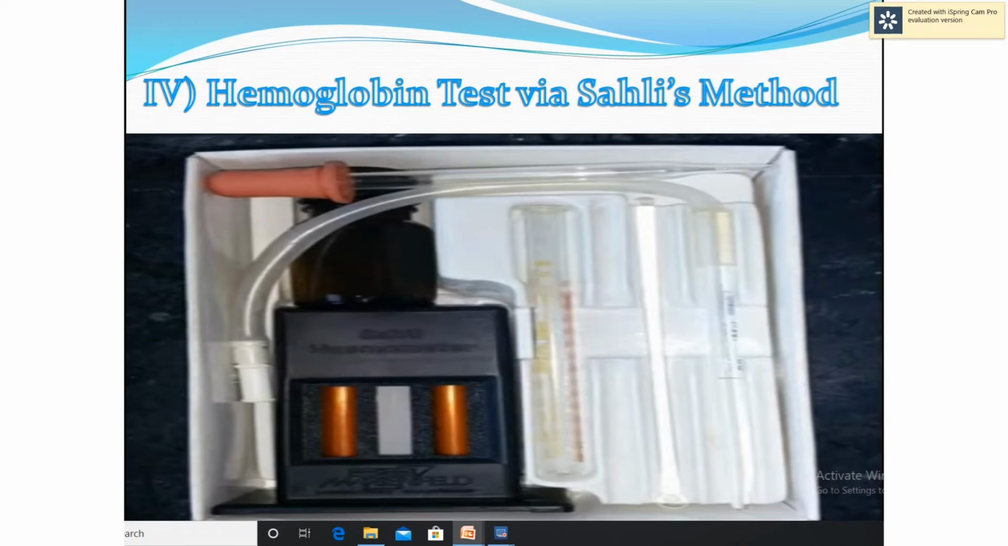The next experiment is the hemoglobin test by Sahli's method. Here we will be taking into account Sahli's method. The picture you can see is a hemoglobinometer with its various parts, which I'll explain to you in the next slide. Before this, let us know what is hemoglobin.